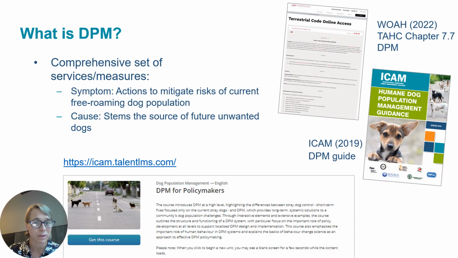I'm conscious that was a high-speed run through DPM. We do have 2 texts that cover this subject in more detail. Firstly, Chapter 7.7 from WOAH's Terrestrial Animal Health Code, then ICAM's DPM guide that presents very similar concepts but goes into more implementation depth. And then also this free online course designed to be short and concise for policymakers, including references to the relevant articles of Chapter 7.7. And there's a more in-depth version that's for implementers. And you'll find links to both of those on our ICAM website.